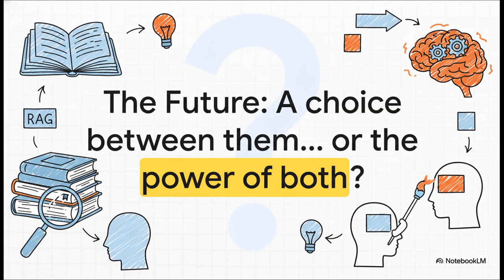And that leaves us with one last, really exciting thought. The choice isn't always RAG or fine-tuning. The most powerful, most advanced AI solutions are probably going to use both. Just imagine an AI model that's been fine-tuned to be a world-class expert in medical language, but it's also using RAG to access the latest clinical trial data in real time. That's not just giving your AI 2 brains, that's creating a superbrain. And that right there, that's the future we should all be getting ready for.